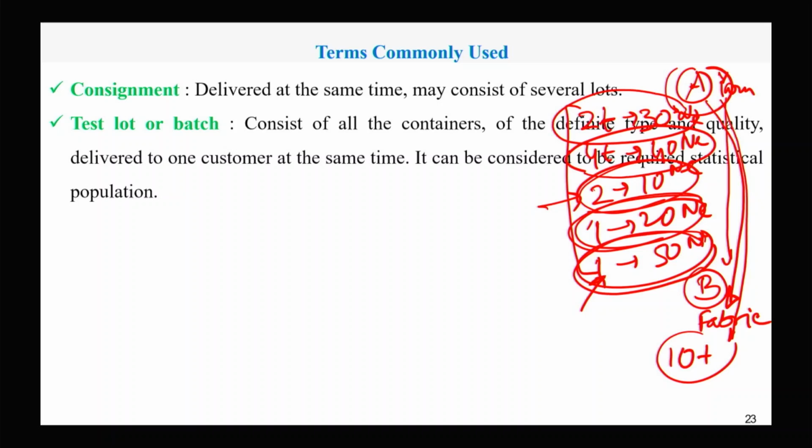Now next time, say after 10 days, they again send the material, the same proportion, 10 ton of material is sent after 10-15 days, but that will be treated as a different lot, a different population.